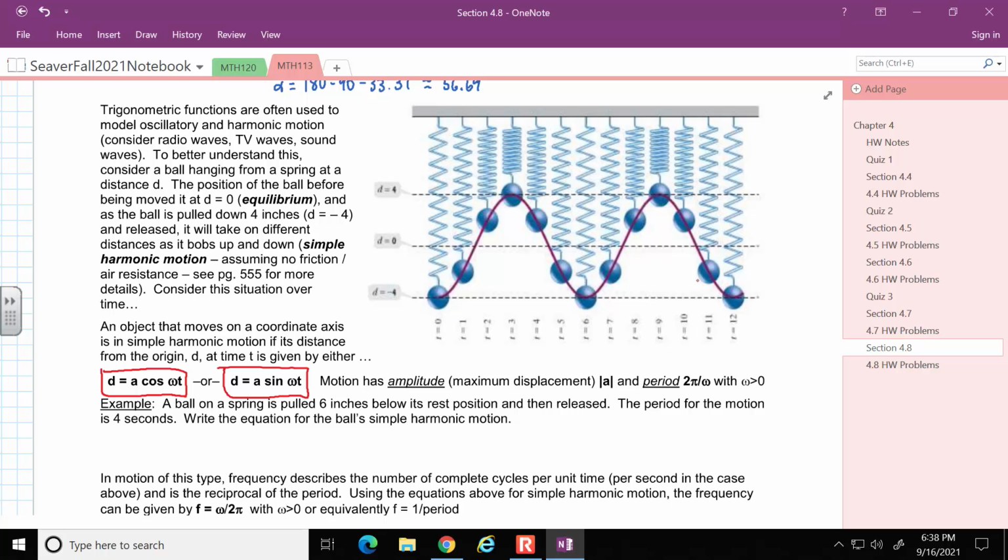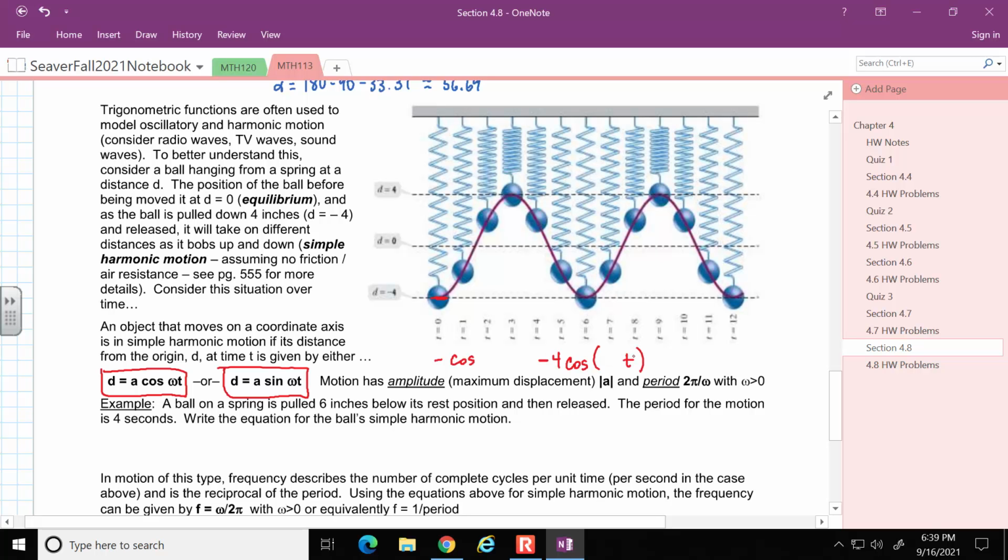You can use a sine, but I would recommend a cosine because I'm starting at the bottom of this curve. When I see that I'm starting at the bottom, I'm going to use a negative cosine function of some sort. Now, what goes before that cosine? It's however far I am from the middle distance, which is 4, so negative 4. I go 4 down, and then 4 up. So negative 4 cosine, and then I have to figure out omega t.